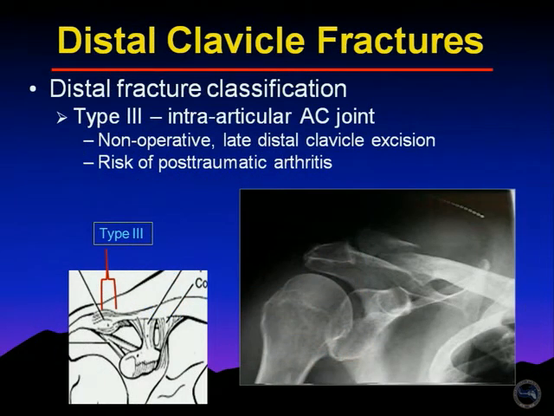The type 3s then would be the distal fractures, and these would be distal and into the AC joint. And typically these can be treated non-operatively or acute distal clavicle excision if they are highly comminuted or there's risk of post-traumatic arthritis.